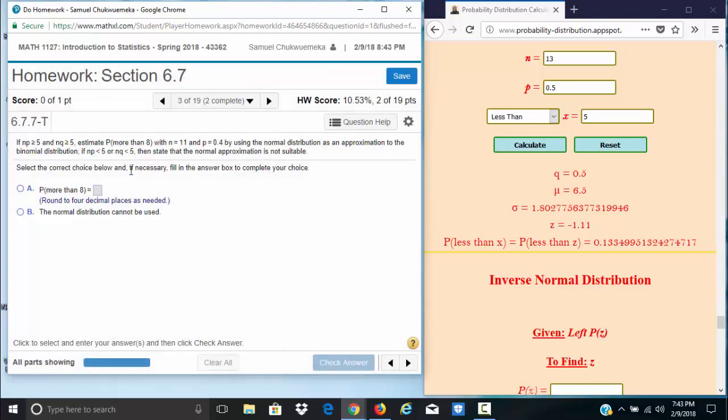Question 3. Let's verify this. 11 times 0.4 is 4.4. n times p, n times p. 11 times 0.4 will give you 4.4. 11 times 4 is 44. So 0.4 times 11 will give you 4.4, which is less than 5. So you cannot use the normal distribution in this case.